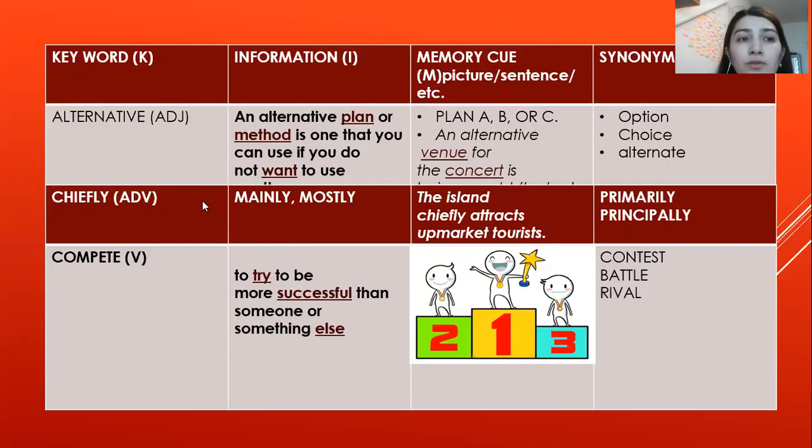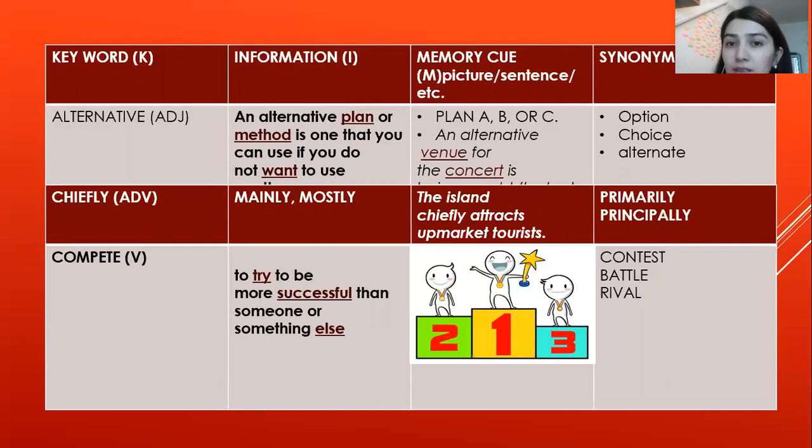So let's start with the word alternative. What does alternative mean? As you see here, the definition: an alternative plan or method is one that you can use if you do not want to use the one that you have on hand. What can be a memory cue? For example, when I was learning the word alternative, the memory cue which came to my mind was plan. We have different kinds of plans, right? Plan A, plan B, or plan C, because we don't know which one will work.